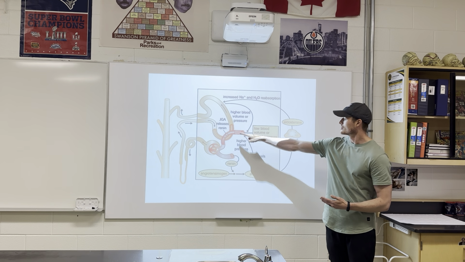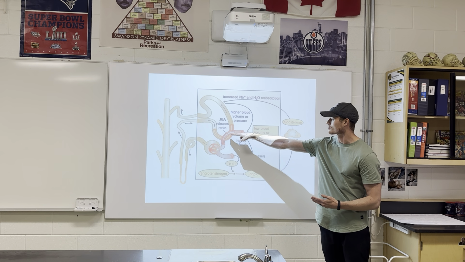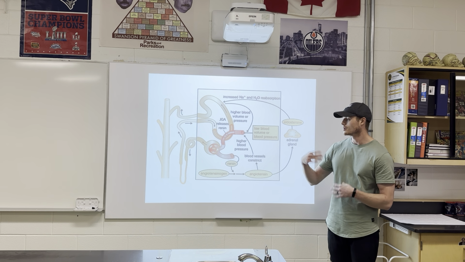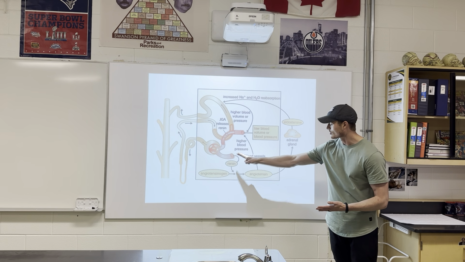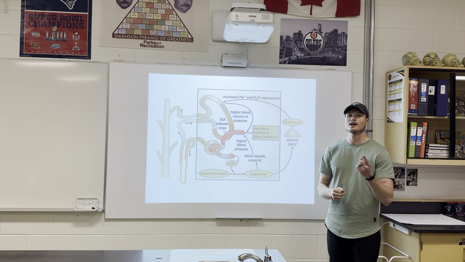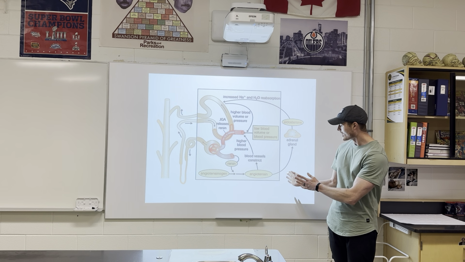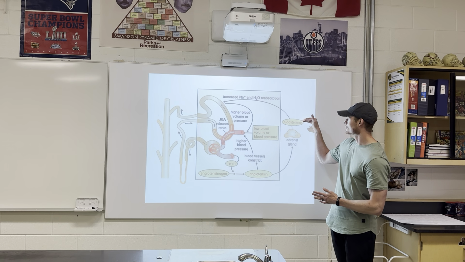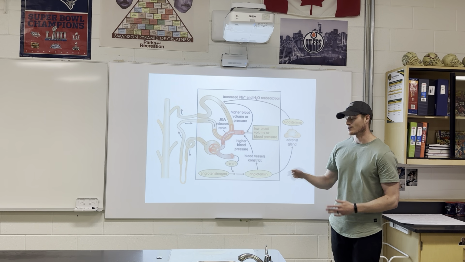So once again, the JGA is about here. That's the little receptor that's going to detect, oh, our blood pressure is a little low, our sodium's a little low. We're going to start to make some renin. Now renin will cause the conversion of angiotensinogen, which is the inactive form, into its active form, which is angiotensin, which will go up to your adrenal gland. The adrenal gland makes aldosterone, and away we go.